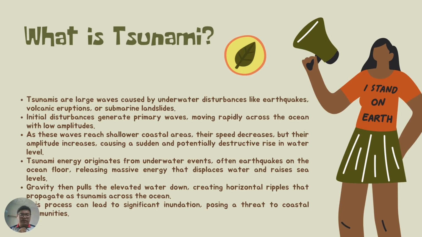rise in water level. Tsunami energy originates from underwater events, often earthquakes on the ocean floor, releasing massive energy that displaces water and raises sea level. Gravity then pulls the elevated water down, creating horizontal ripples that propagate as tsunamis across the ocean. This process can lead to significant inundation, posing a threat to coastal communities.